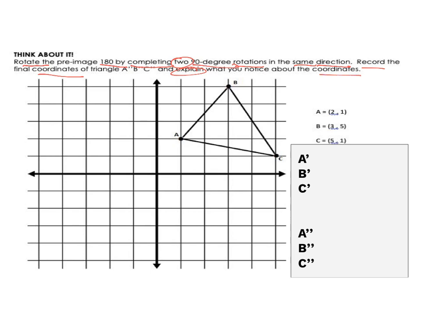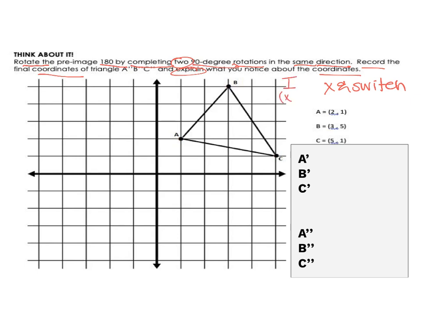So we don't know how to do a 180-degree rotation, but we do know how to do 90-degree rotations. So when we do 90-degree rotations, if you remember, X and Y are going to switch places. And then whichever quadrant it lands in will determine the sign. So I'm going to label these quadrants.